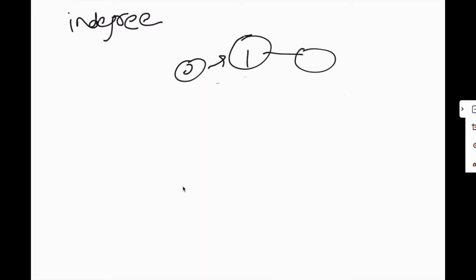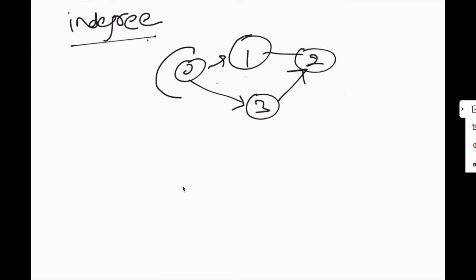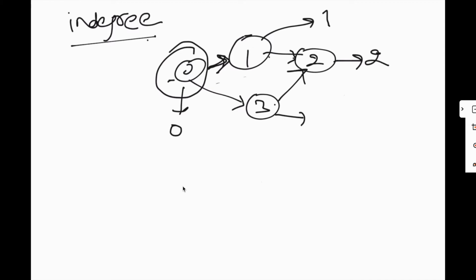0 1 2 3 2. Let's suppose this is the graph given in the question. Indegree is the number of edges which are coming into that node. For this 0th node, there is no indegree coming to it, so the indegree of this 0th node is 0. For this one, only one edge is coming to it, so indegree is 1. For this one, indegree is 2, so we have two edges from 3 and also from 1. And for this 3, the indegree is 1.